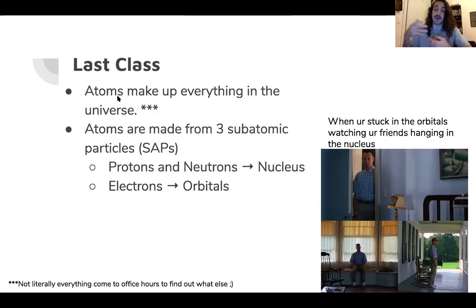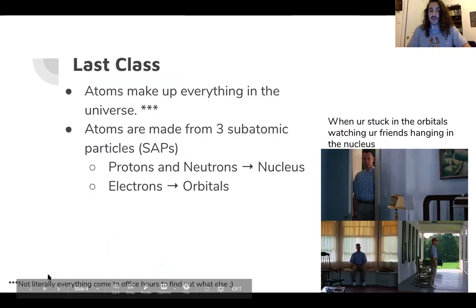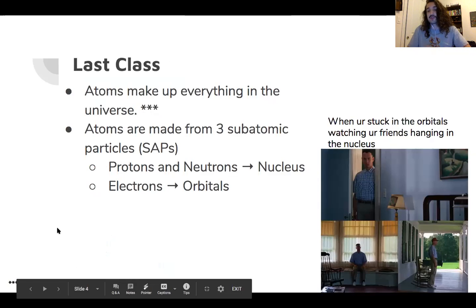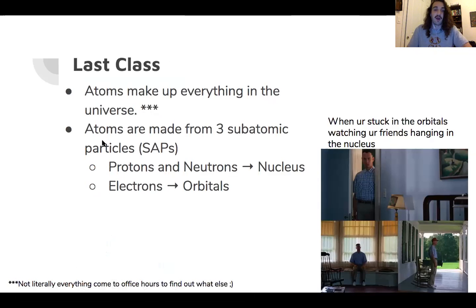All right, last class. Last class, we learned about how atoms make up everything in the universe. A little caveat here. If you want to find out about that caveat, you're going to have to come to office hours. Atoms are made up of 3 different subatomic particles. We learned the names of those last class. Protons and neutrons. We knew that those are found in the center, the nucleus. Electrons are found in the outside, the orbitals. Take a second to pause, a little meme for your troubles.